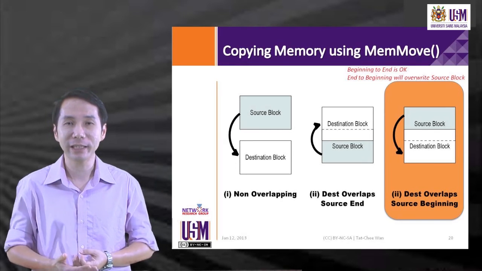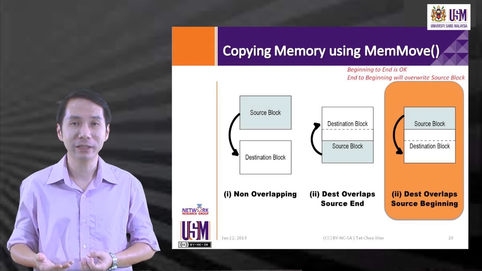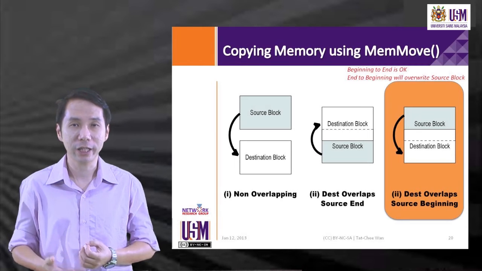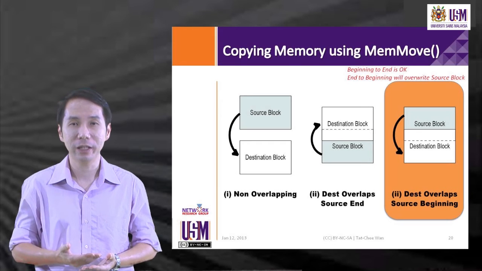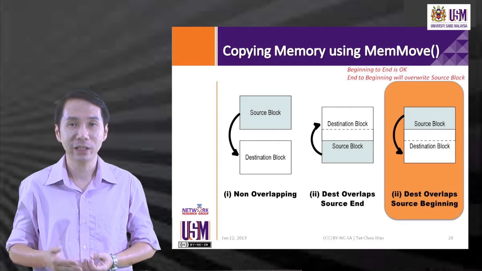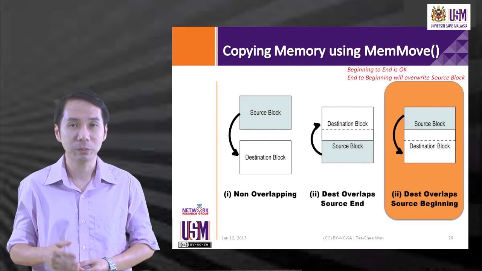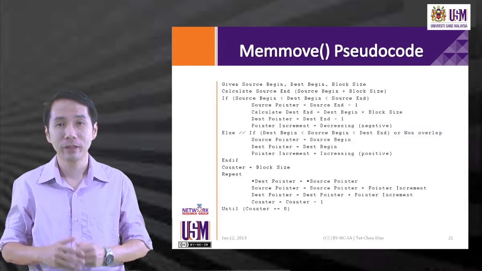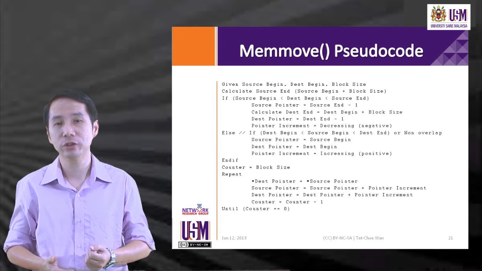So given these three cases, it is important that when we start the copying process, we check and see which situation we have in our source and destination block addresses, whether they overlap or do not overlap, and perform the appropriate action. First, we look at the memmove pseudocode.